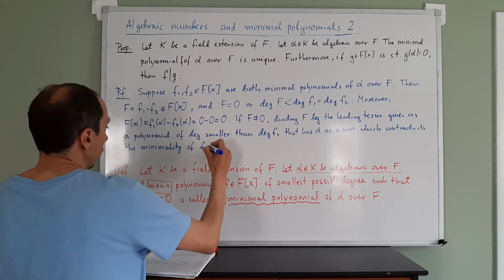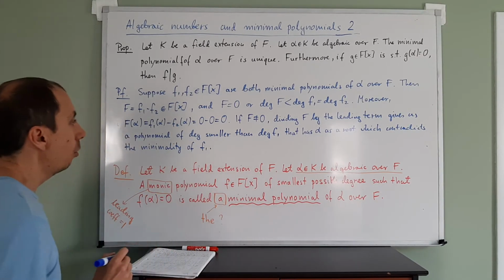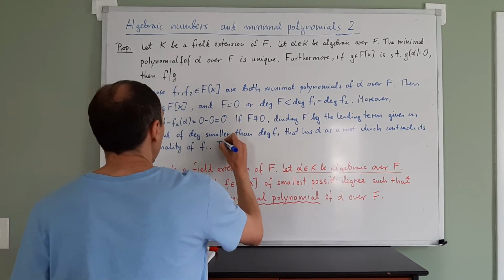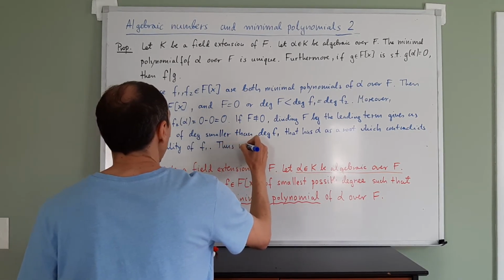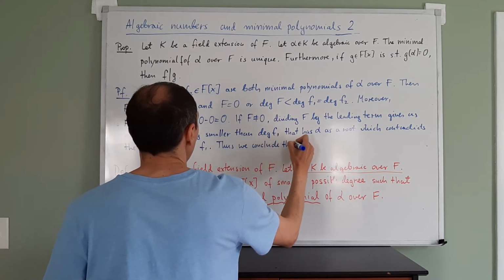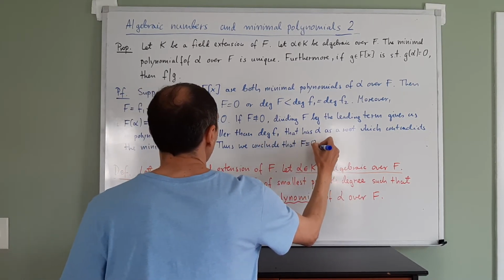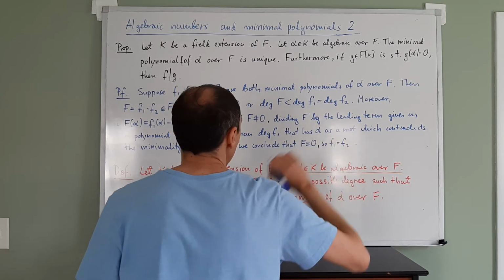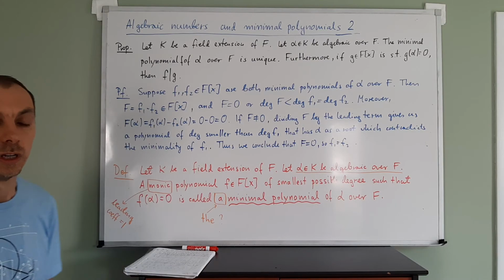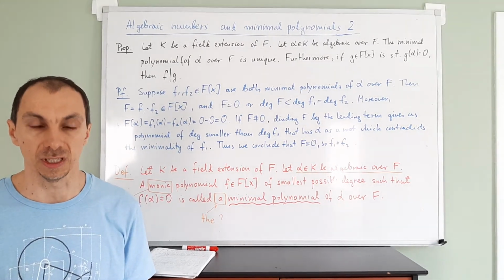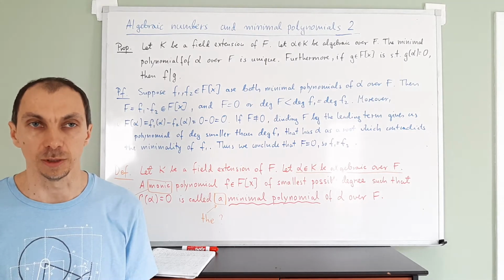Of f1 or f2 for that matter. Okay, so that means f cannot be 0. Thus, we conclude that f is 0. So f1 is equal to f2, which now proves that the two minimal polynomials are the same polynomial. So minimal polynomials are unique.